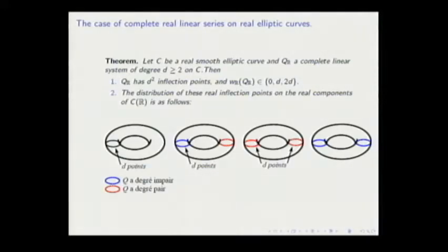Either your real part is connected, so you have D points, or you have two connected components. It depends wholly on the parity of your divisor. So the best that you can do is 2D points, and it happens when you restrict your divisor to both connected components, you have even parity in both of them. So this is the kind of result that you get in real enumerative algebraic geometry.